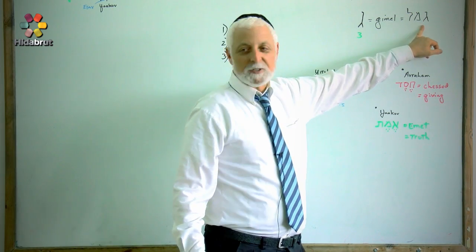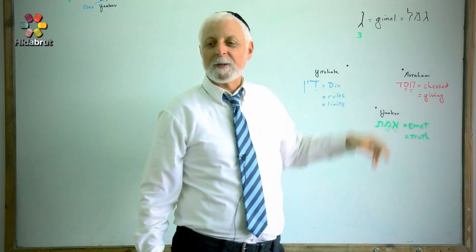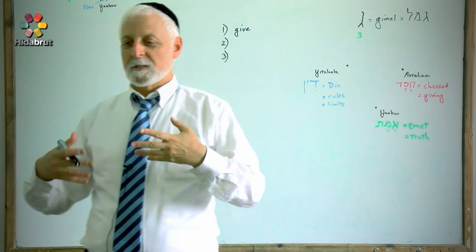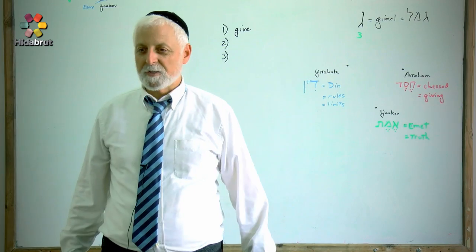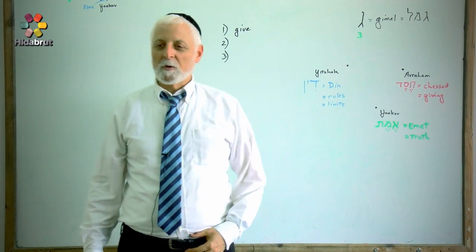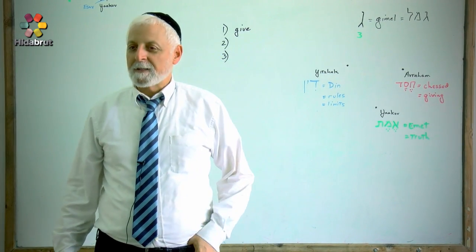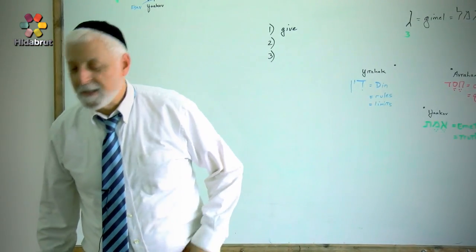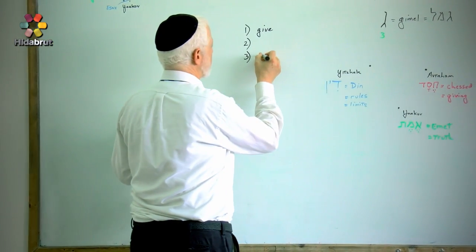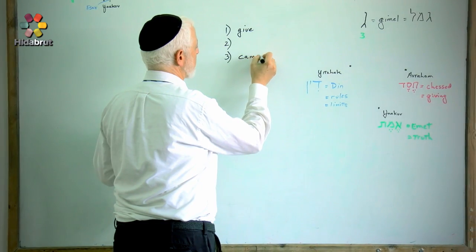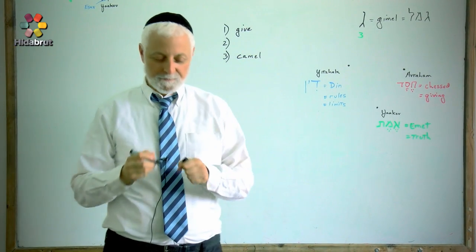When it's not being used as a noun to represent the 3rd letter of the alphabet, the root is the root for giving or bestowing. Okay? What other word is it? Well, a gamal is what animal? A camel. Good. So the same 3 letters is used in the Torah for a camel.